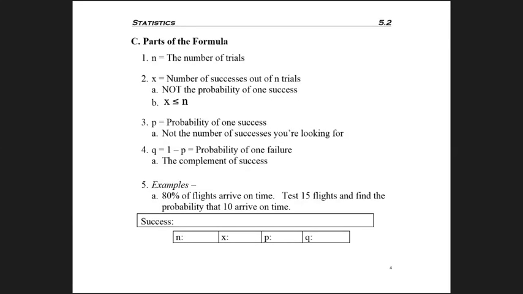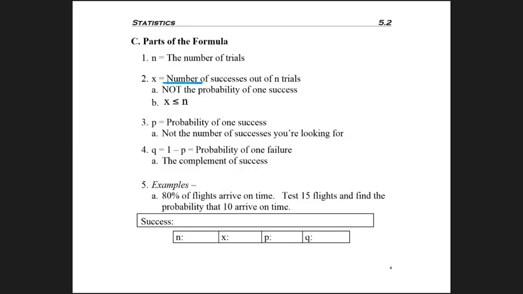To solve a probability problem that satisfies the binomial distribution, you're going to need 4 pieces of information to plug into the formula. The first piece of information you'll need we refer to as n. N is that fixed number of trials where we stop. The next thing you're going to need to plug into the formula is x. And x represents the number of successes out of the n trials that you used.